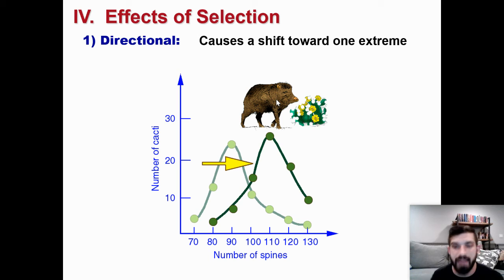So, because the cacti with more spines survived, they would then reproduce more cacti with a similar number of spines. In this scenario, we would see a directional shift in the population of cacti with spines, and we would see more cacti with more spines as time went on because of this feeding relationship.